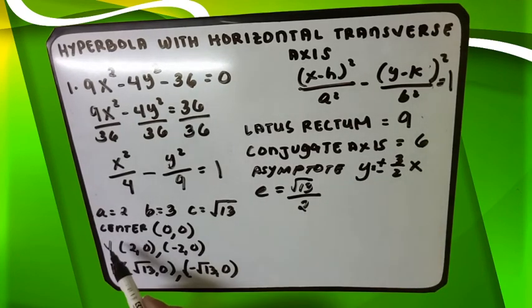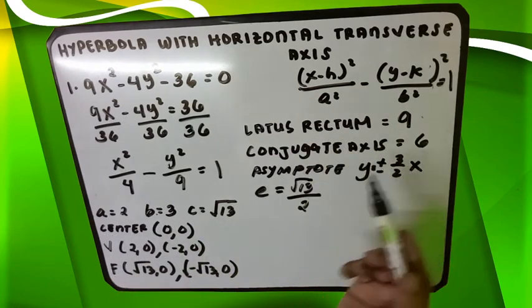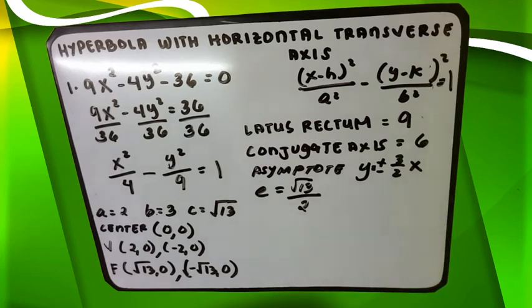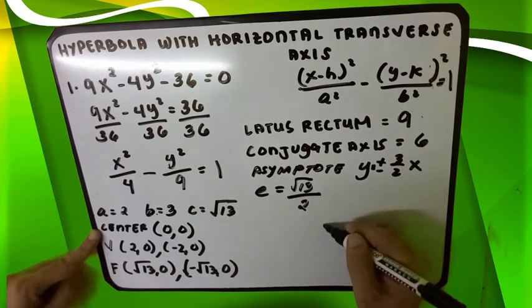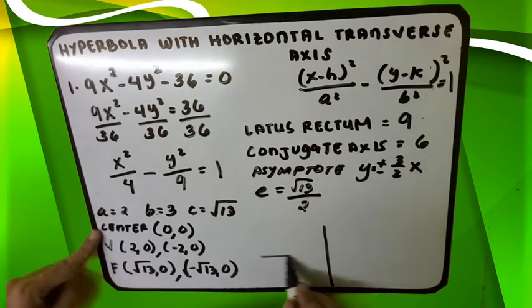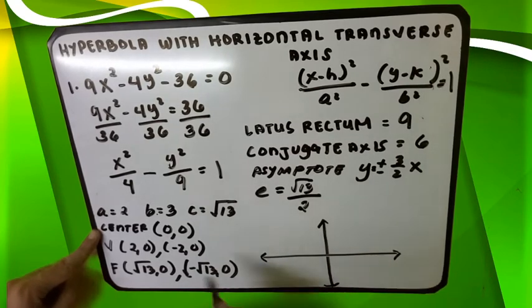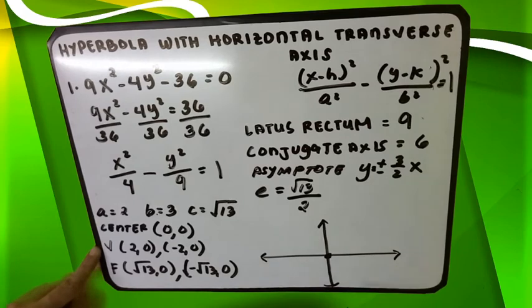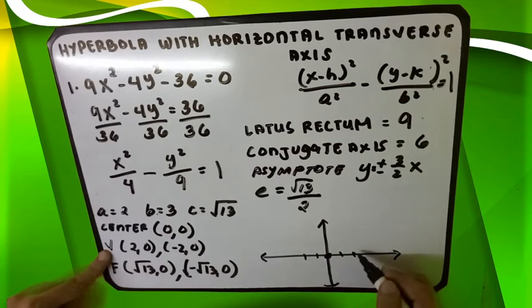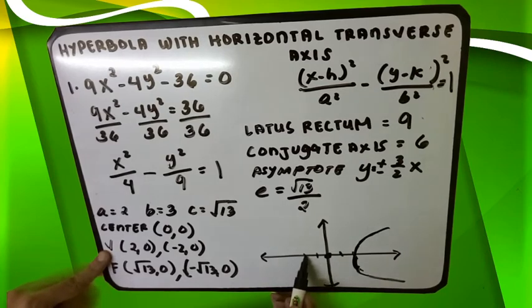So ayan, A, B, C, center, vertices, foci, latus rectum, conjugate axis, asymptote, and eccentricity. So pag iginirap natin to, mag-start tayo sa center. So ito yung graph, y-axis and x-axis. Ang center niya ay 0. Ang vertices niya ay 2, 0, and negative 2, 0. So, ito yung vertices. Gawa tayo ng yan.